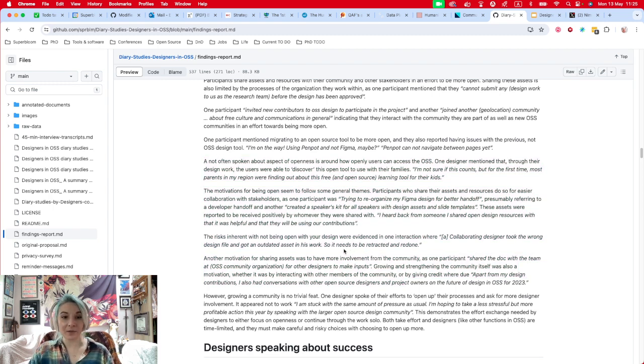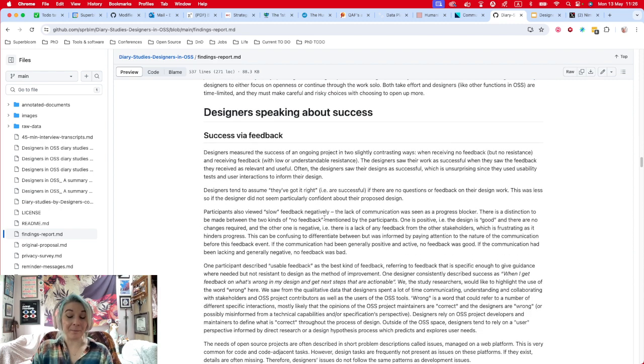Like, oh, another designer worked on this. But there was also this example here. Another designer took the wrong design file and used an outdated asset in the work, and so that needed to be rolled back and retracted and redone. So I think this process of versioning and version control is still something that designers are still getting used to.